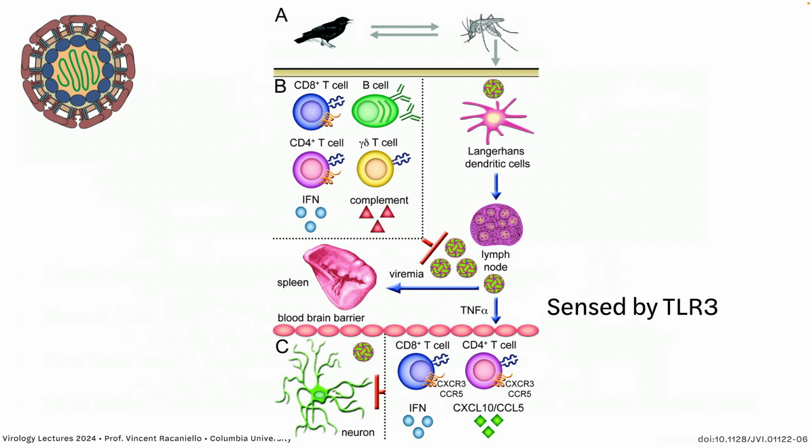All these immune cells here throughout this figure, these are a variety of immune cells that are thought to be important for control of infection. So of course it's all the players, B cells and T cells of different sorts, interferon, complement, and in the brain, interferon and different kinds of T cells.